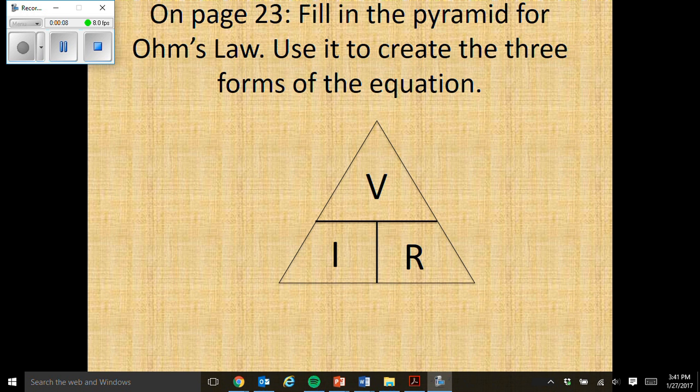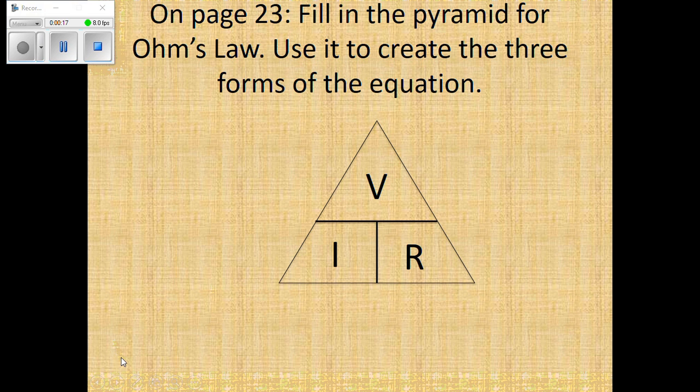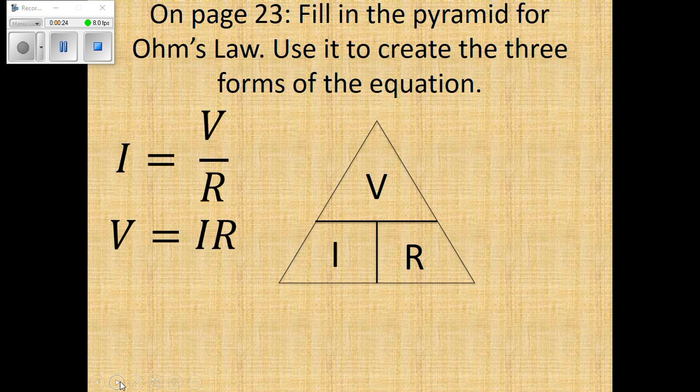So you should have in your notebook used the triangle and come up with the equations for Ohm's law, which I'm going to put up on the screen now. So that's current is equal to voltage divided by resistance. Voltage is equal to current times resistance. And resistance is equal to voltage divided by current. So you should have hopefully come up with those. And make sure you write those in your notebook. You might want to label each of the variables so that you know what they mean.